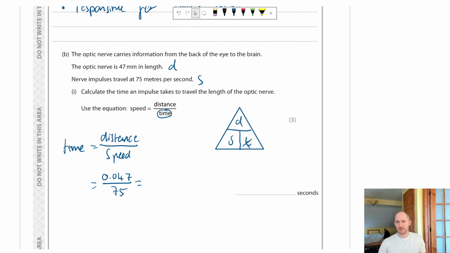So I'm going to give it both in not standard form and in standard form, so 6.27 times 10 to the minus 4 seconds. Or if you want to write that fully out, that would be 0.000. The minus 4 means you're going to have 4 zeros before you start writing your number. Those would both be accepted in this case.